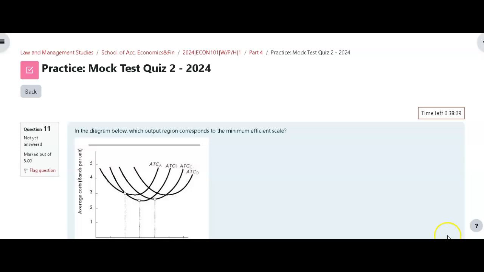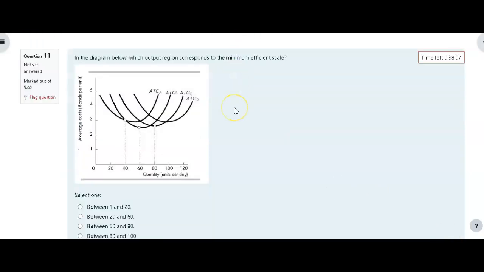Now the next one. Now, when you get a diagram like this, you basically need to understand something. What is minimum efficient scale? Keyword minimum. So you're operating at the lowest cost possible. All these are cost graphs. Average total cost. So what will be your average total cost when it's at the minimum? Obviously it's going to be at the lowest point.